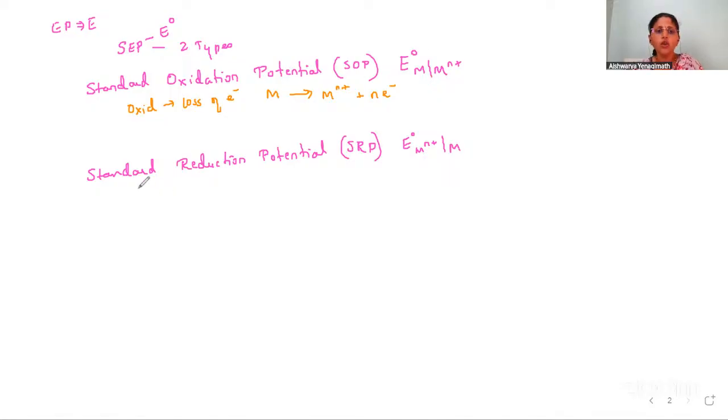Then what do you mean by reduction? Reduction is gain of electrons. You have a certain ion, say M n plus, it is going to gain n number of electrons and form the metal M. So M n plus is becoming M. So M n plus bar M is the reduction potential. So looking at the order, we will get the idea whether I am talking about oxidation potential or reduction potential. Getting my point?